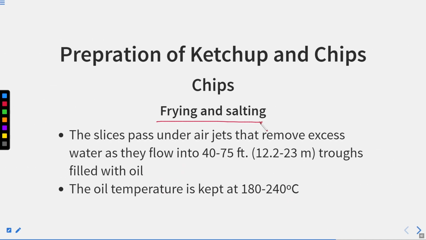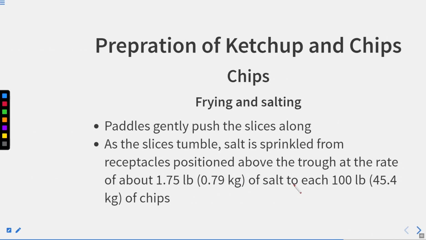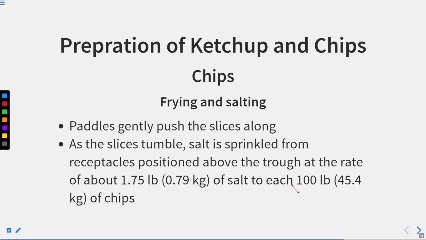Frying and salting. The slices pass under air jets that remove excess water as they flow into the fryer. The oil temperature is kept at around 180 to 250 degrees centigrade. Paddles gently push the slices along. As the slices tumble, salt is sprinkled from receptacles positioned above the trough at the rate of about 1.75 lb of salt for each 100 lb of chips.